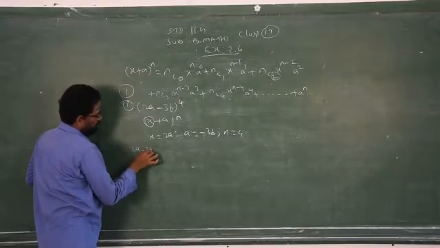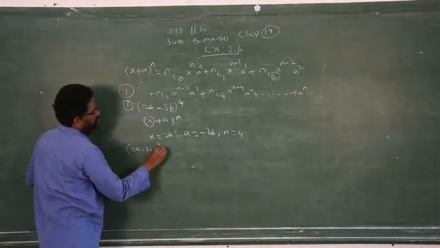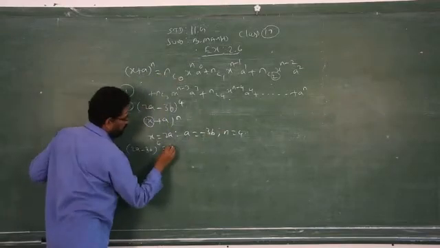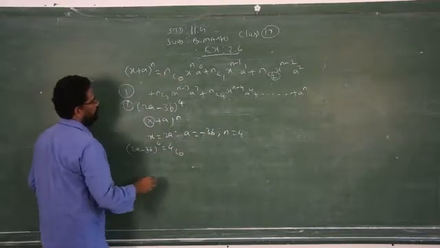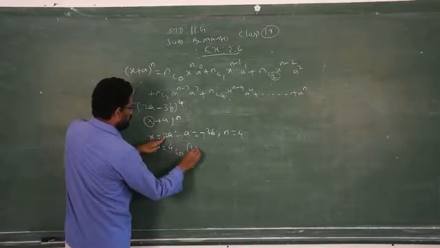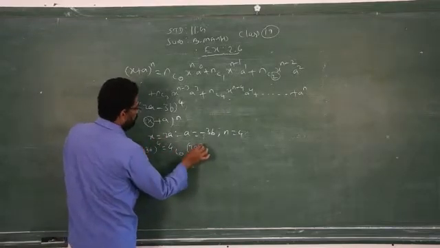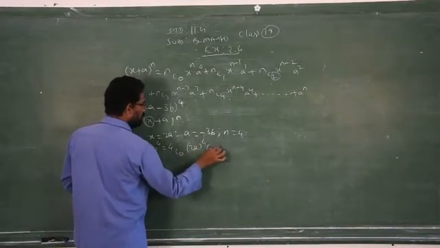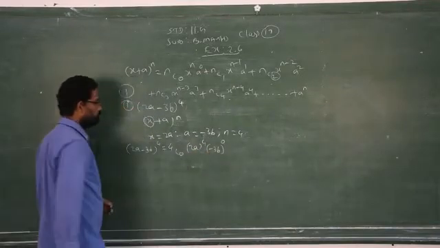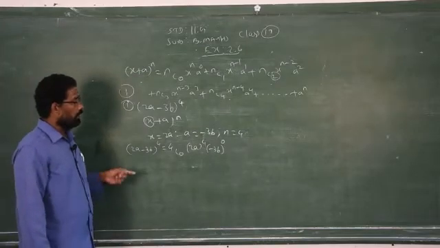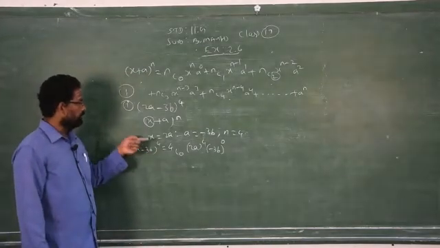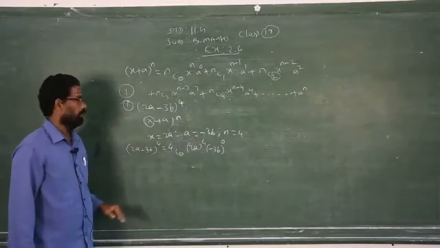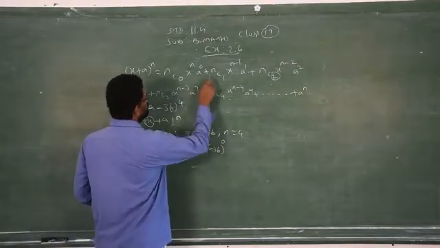(2a minus 3b) power 4 is equal to, what is my n? n is 4, 4c0. What is my x? 2a power 4. What is my a? Minus 3b power 0. Be careful. That's why I told you to please write the general formula first, then proceed like this. Clear? Otherwise it will confuse you. What is the next sign? Plus.